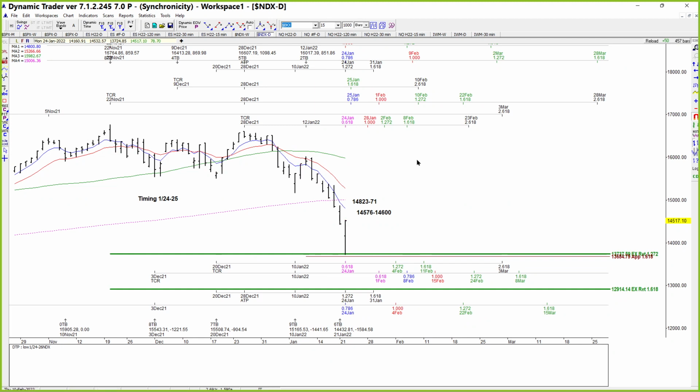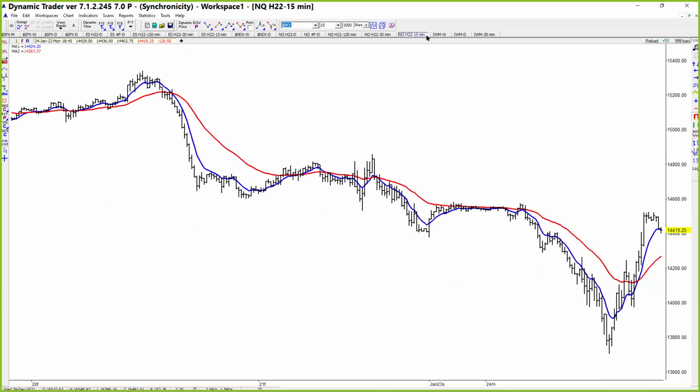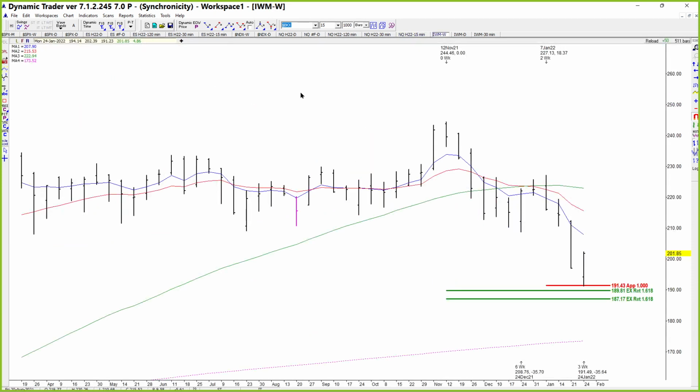Like I said, the charts that I've posted for the update do have the resistance on it. But since I had shut my charts down, I'm going to have to do that all over again. All right, so that was Nasdaq. And then what about IWM?